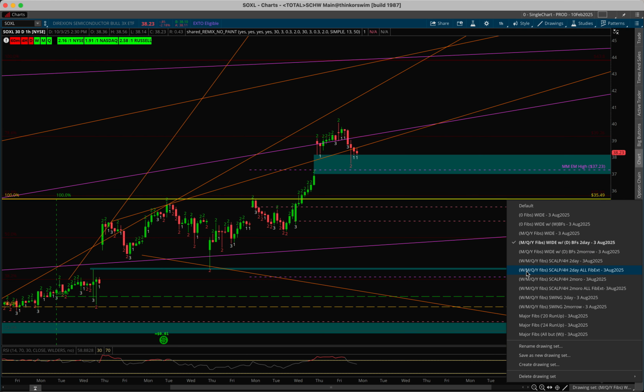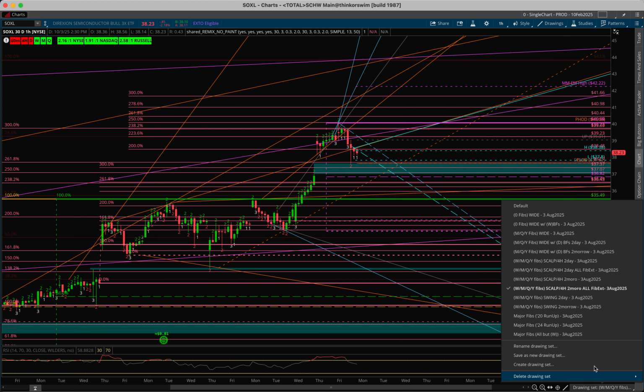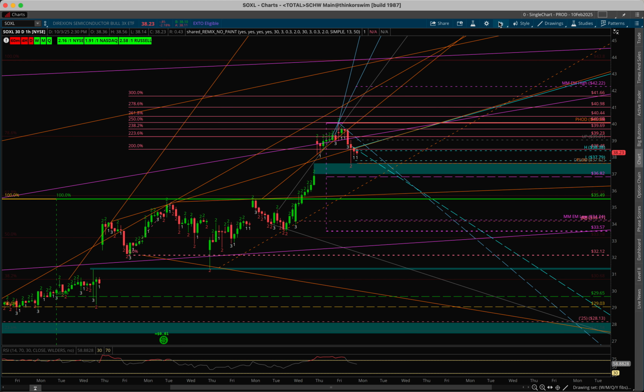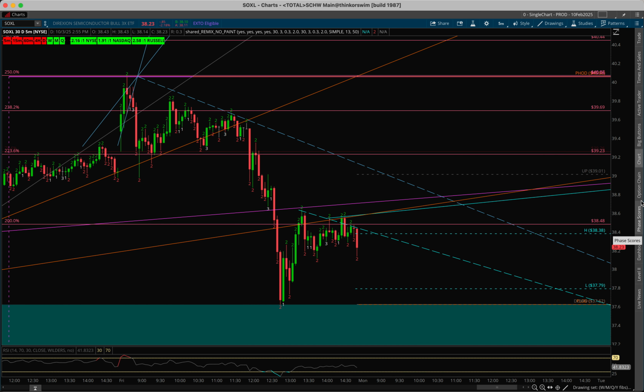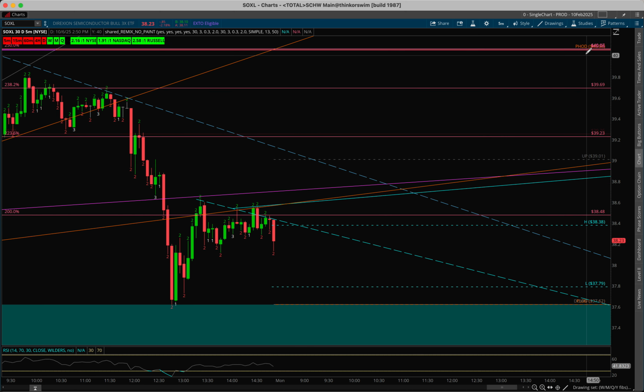Let's go ahead and look at the scalping chart for Monday. Set our triggers and targets, right? So we have here the 4-hour markers, the previous high of day up here at 40.06, I believe it was. And then the overnight high so far is 38.38. The overnight low is 37.79, and the previous low of day is 37.62.